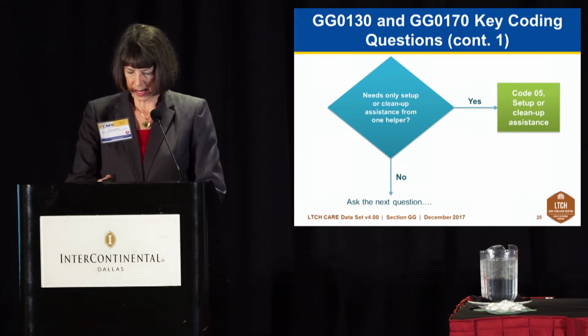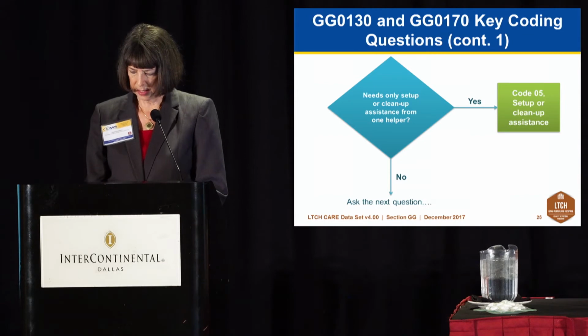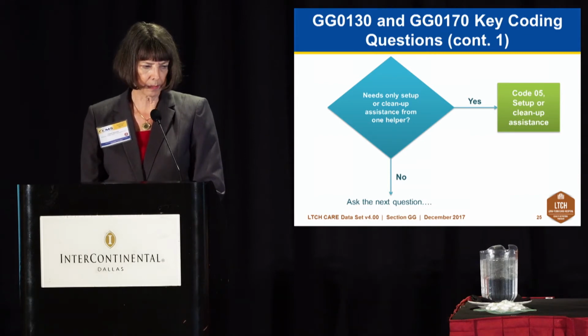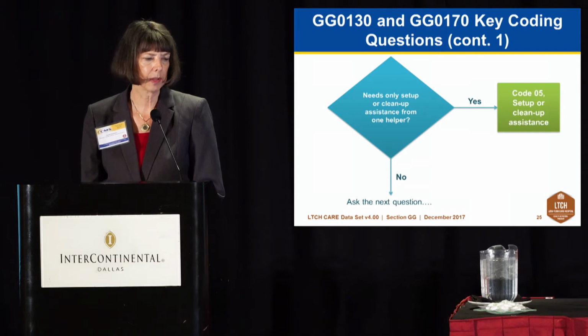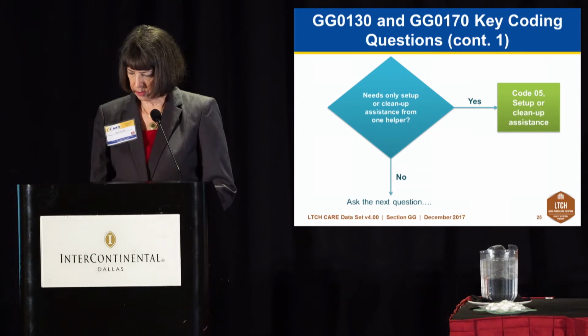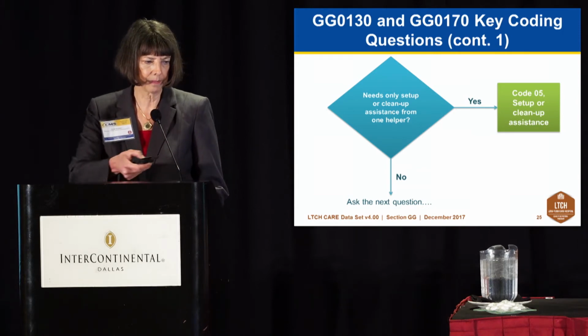And you would begin by asking, does the patient or resident need only setup or cleanup assistance from one helper? If the answer is yes, then you would code 05 for setup or cleanup assistance. Remember, that means that you are not present during the time of the activity. This is a before or after assistance, that setup or cleanup assistance. If the answer is no, then you would continue to proceed to the next question.